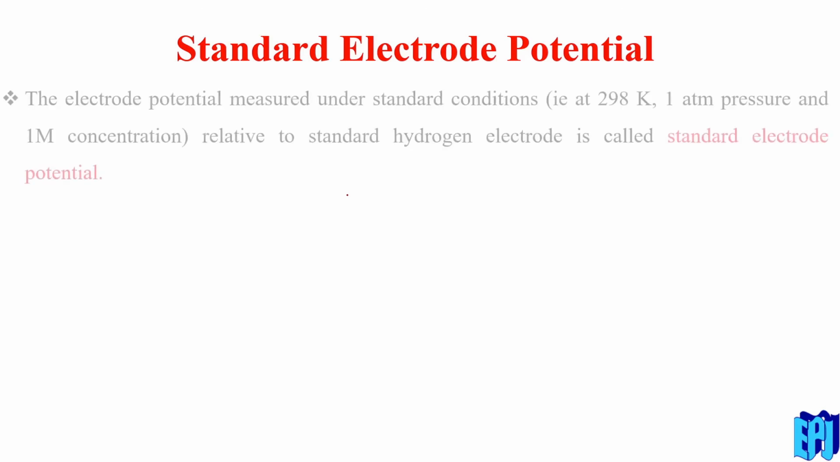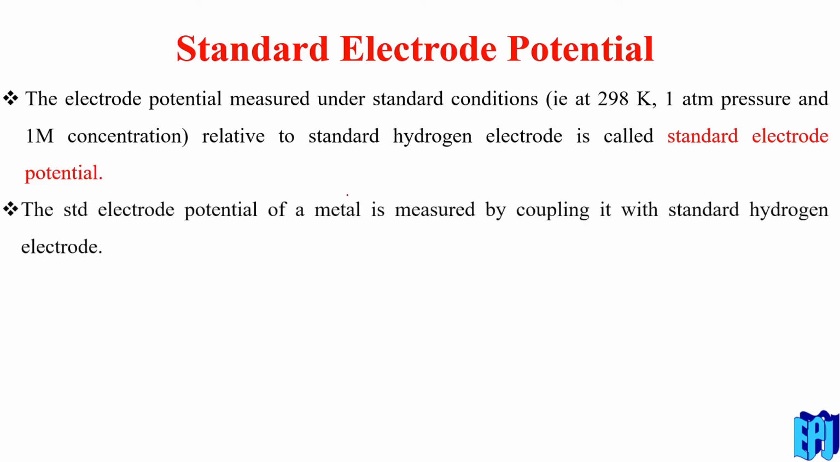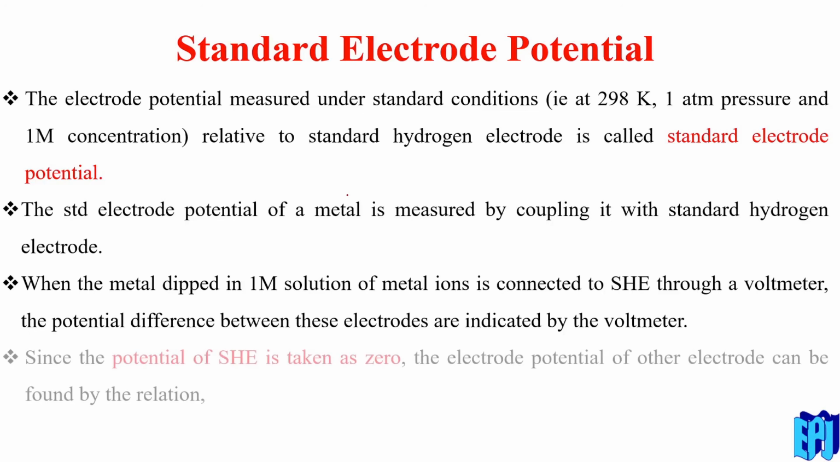So the same case applies in standard electrode potential. The electrode potential measured under standard conditions at 1 atm pressure and 1 molar, relative to the standard hydrogen electrode, is known as standard electrode potential. The standard electrode potential of a metal is measured by coupling it with the standard hydrogen electrode. When the metal dipped in 1 molar solution of metal ion is in contact with the SHE through a voltmeter, the potential difference between these electrodes is indicated by the voltmeter. Since the potential of SHE is taken as 0, the electrode potential of the other electrode can be found by this relation.